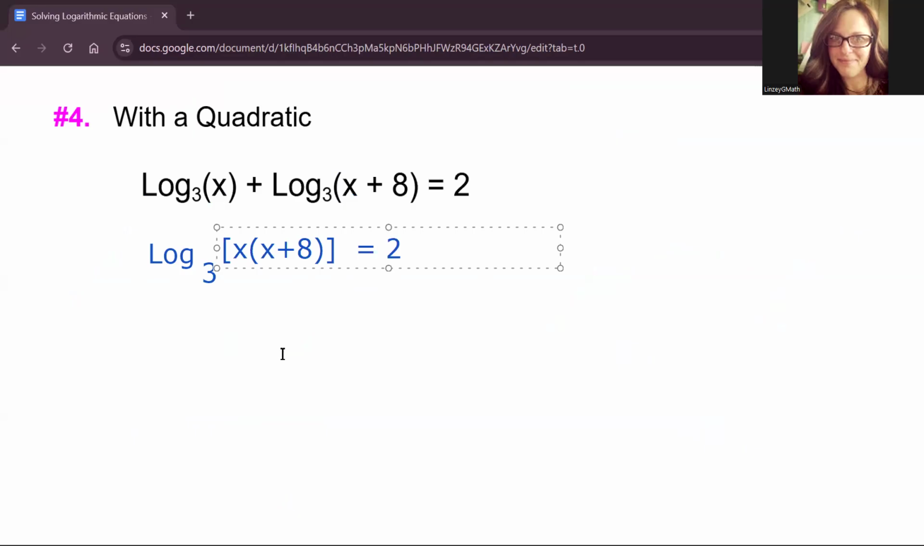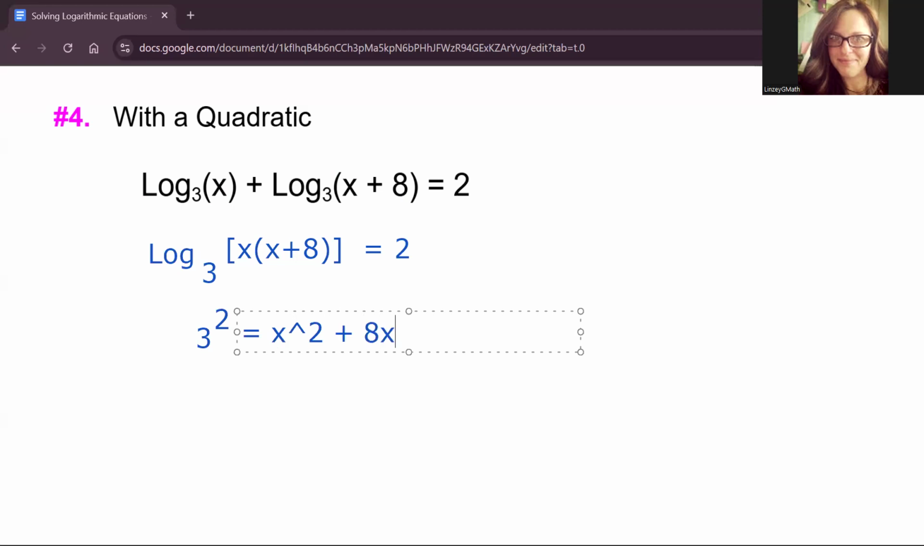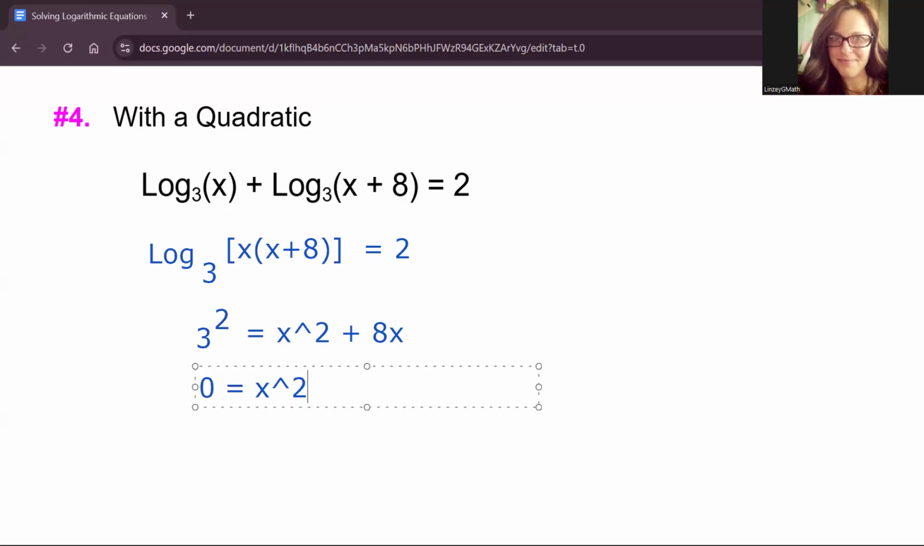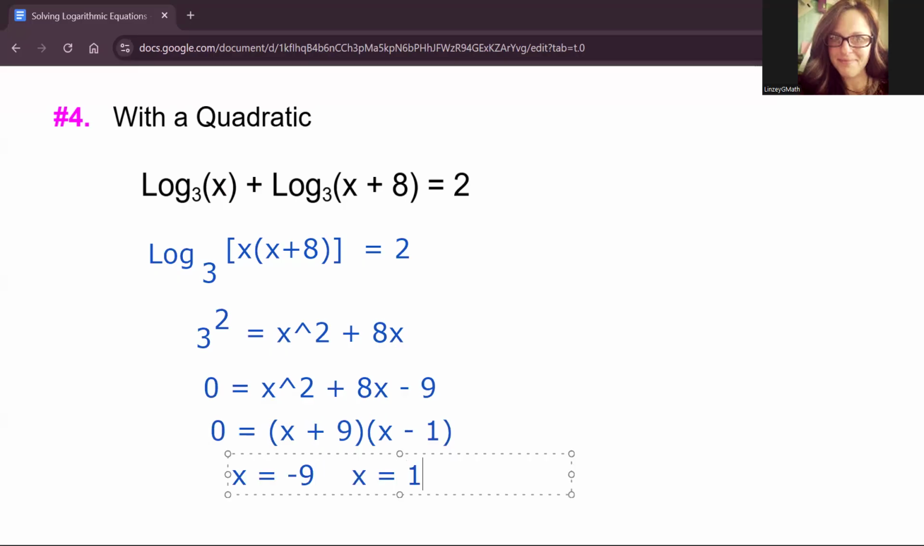And now we'll rewrite this using exponential form. Base 3 raised to the power of 2 is equal to, and I'm going to distribute x times x and x times 8. And now I'm going to subtract 9 to bring it over to the other side. 3 squared is 9. Now we've got a quadratic, so I'm going to factor. What multiplies to negative 9 adds to positive 8. And then we'll set each factor equal to 0, and we get negative 9 and positive 1.